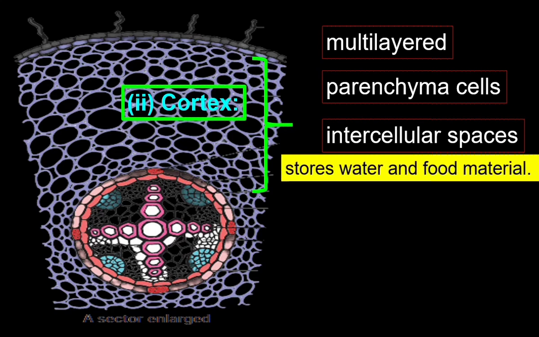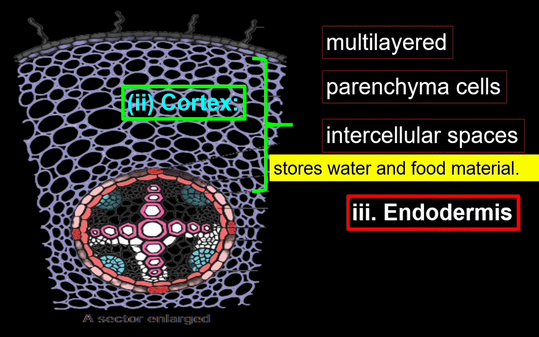These parenchyma cells of the cortex store water and food material. Cortex is multi-layered and made up of parenchyma cells arranged with intercellular spaces. These cells store water and food materials. The last layer of the cortex is the endodermis.